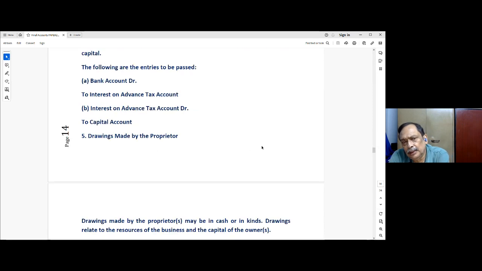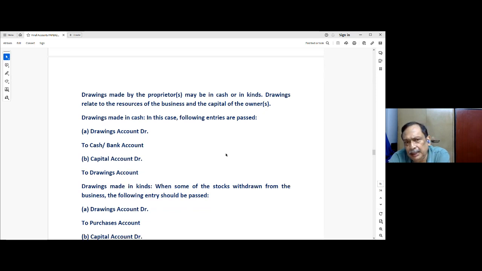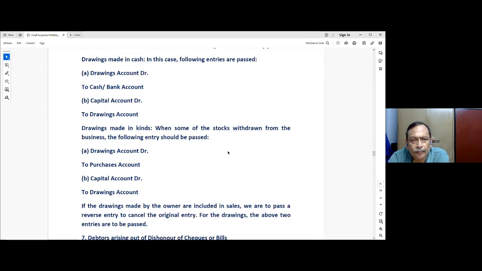Next, we are coming to drawings made by the proprietor. Drawings made by the proprietor may be in cash or in kind. Drawings relate to the resources of the business and the capital of the owners. Drawings made in cash, in this case, the entries to be passed are drawings account debit to cash or bank account, and correspondingly, we have to pass another entry, that is capital account debit to drawings account.